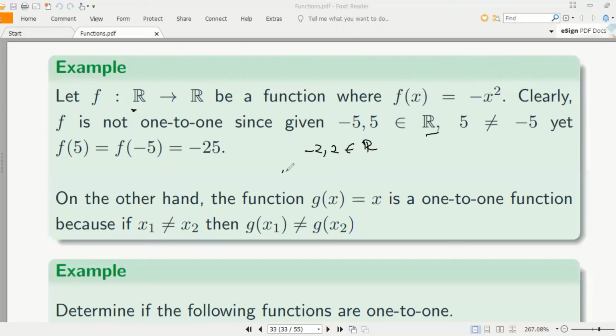But now, what about the output? f of negative 2 is negative 4, and this is the same as f of 2. f of 2 will also be negative 4. So different inputs have given us the same output, and that means the function is not injective.